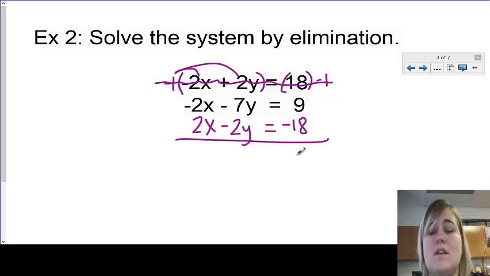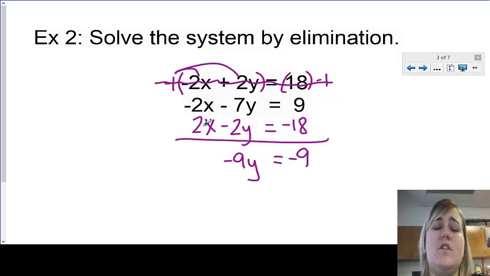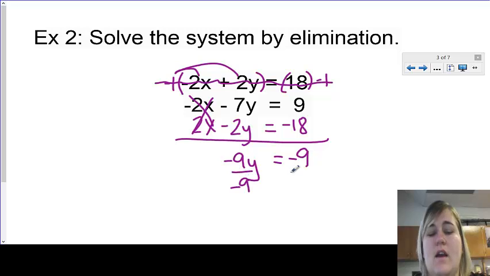I have 9 minus 18 gives me negative 9. Negative 7y minus 2y gives me negative 9y. Negative 2x plus 2x cancels out, so I can divide by negative 9 on both sides. And I'm left with y is equal to 1.